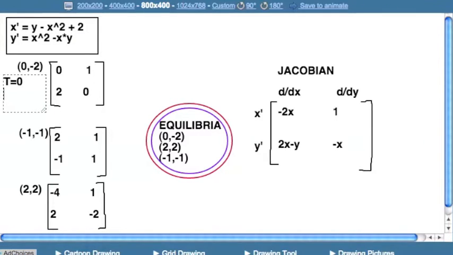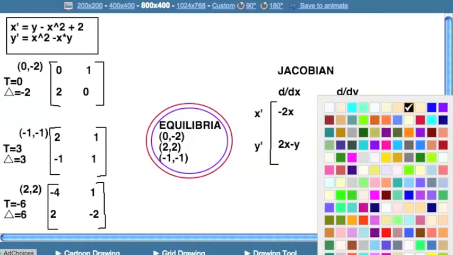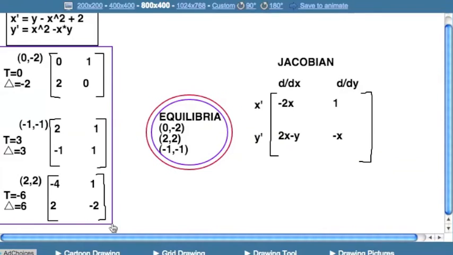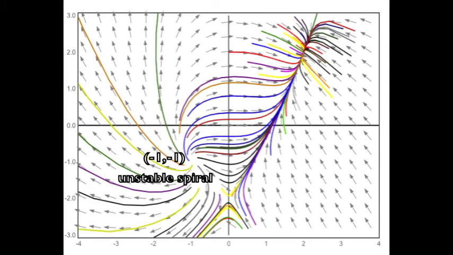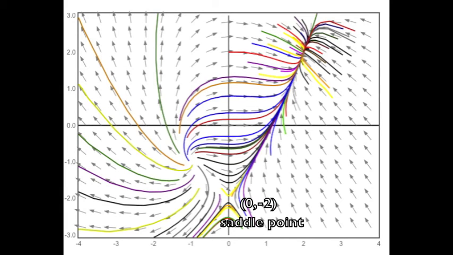So now we can finally solve for the trace and the determinant. As you know, the trace is the sum of the diagonal, and the determinant is the product of the left diagonal minus the product of the right diagonal. Sorry. So there we have our answers. Right here we have the unstable spiral, the stable node at (2, 2), and a saddle point at (0, negative 2), and that's the phase portrait.